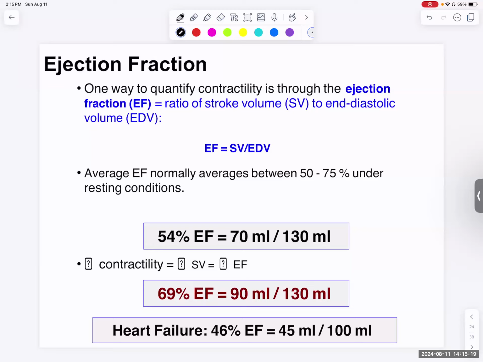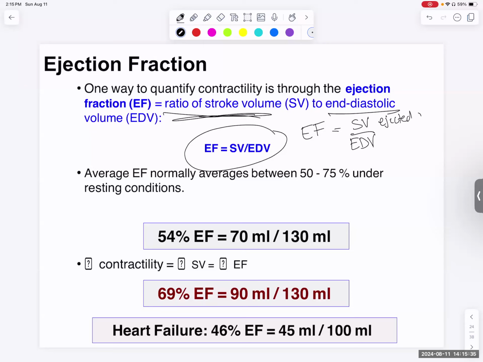And so ejection fraction, again, is the ratio of the stroke volume to end diastolic volume. It is a division, right? So it's how much blood was ejected divided by how much blood was available, divided by available to eject from the heart. And so you're going to get this ejection fraction, and we can increase that ejection fraction when exercising.